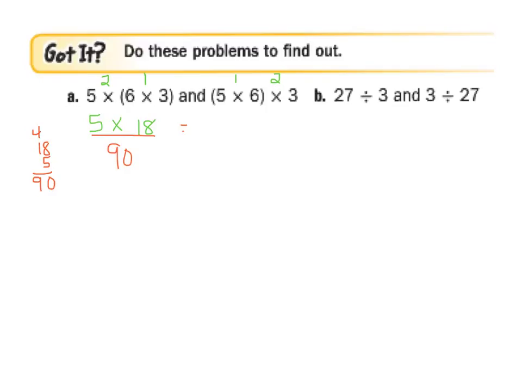And I want to see if it is equal to the other side. So 5 times 6 is 30, times 3. Oh wow, this one's a lot easier to do. I like this side. I can do 3 times 3, which is 9, and 3 times 0 is 90. So they are equivalent. And looking up there, I'm seeing the parentheses, and so it's for the associative property. And it holds true, they are equivalent.